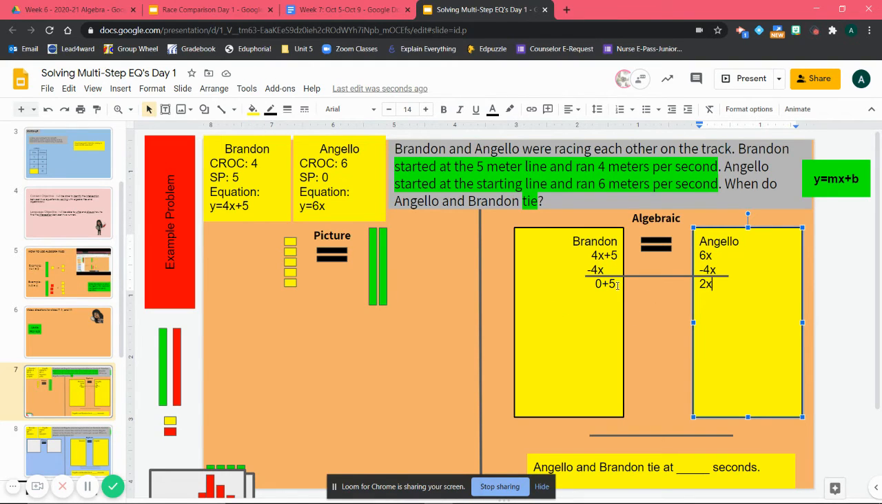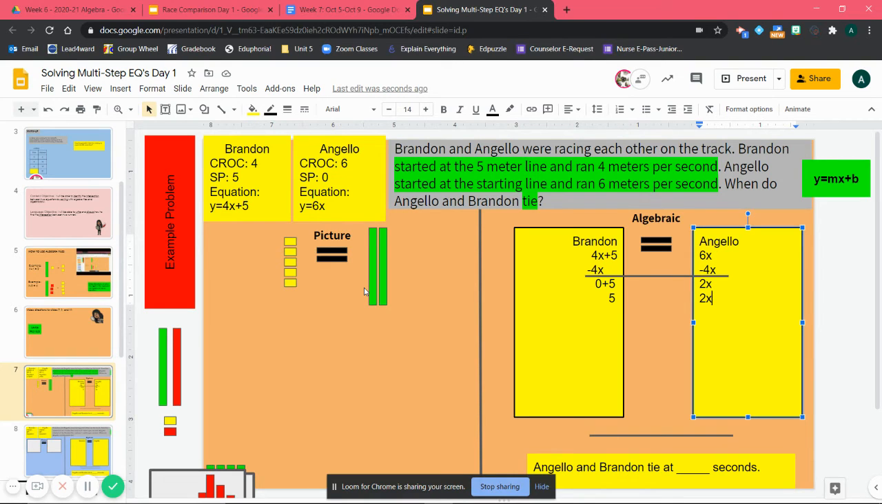Okay, so here's my new equation. 0 plus 5 equals 2x. Now, since I'm not technically adding 0 to 5, really I could just write this as 5 equals 2x. So at this point, my equation should match what my algebra tiles show. All right, so now I know that it's 5 meters for every 2 seconds.